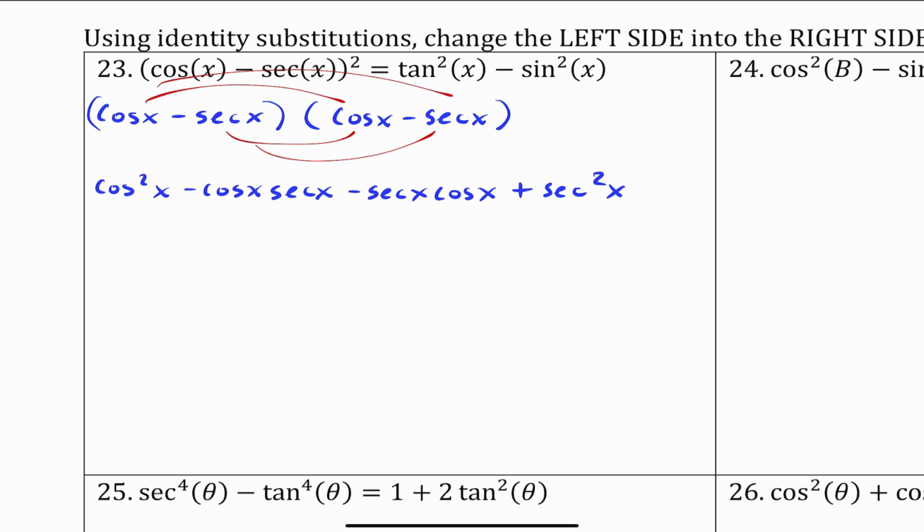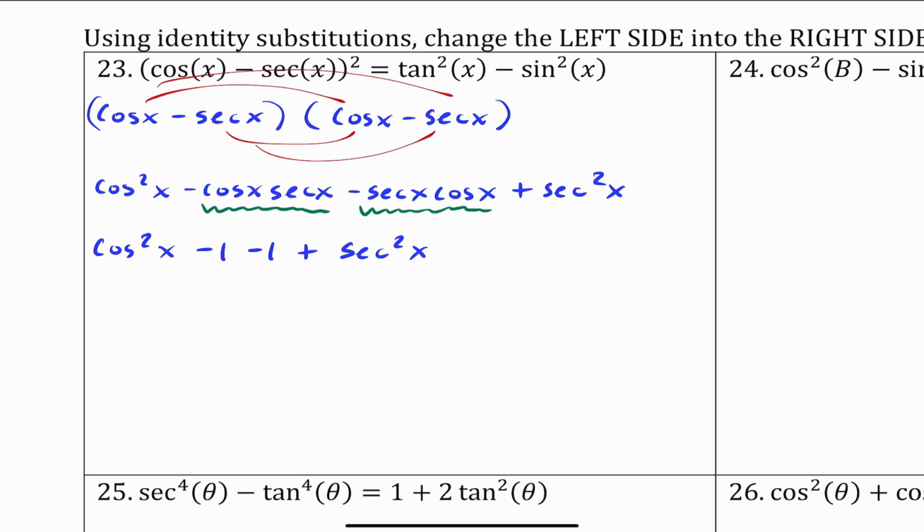Now, our goal is to match the right-hand side of this equation. So we need to get tangent squared of x minus sine squared of x. If we look closely here, we have negative cosine of x times secant of x and negative secant of x times cosine of x. Well, cosine of x and secant of x, they're reciprocals of each other. So if you multiply those trig functions together, they give you 1. So here we have cosine squared of x minus 1 minus 1 plus secant squared of x.